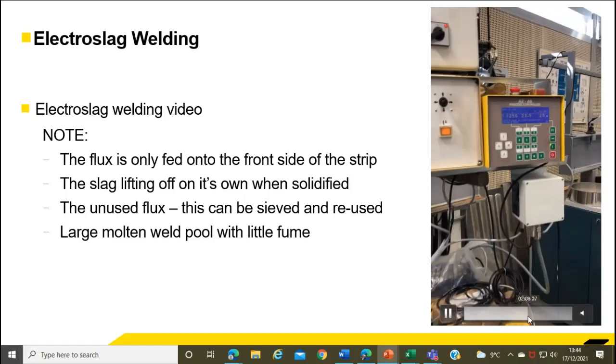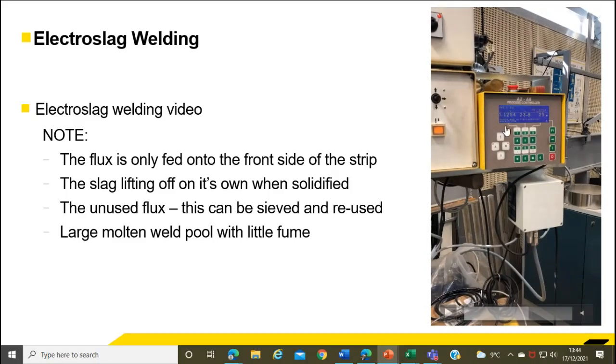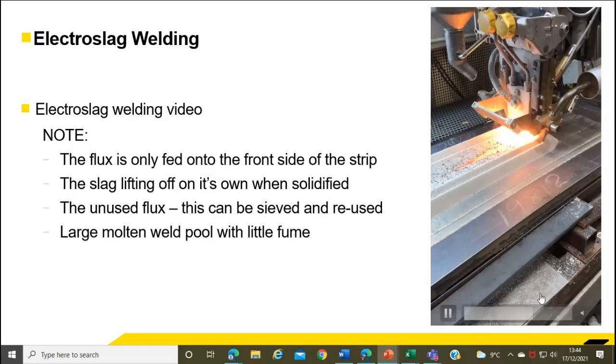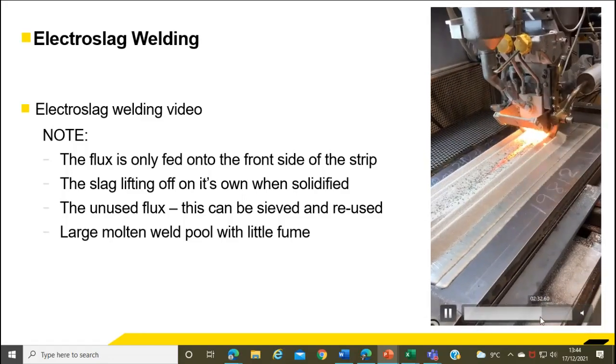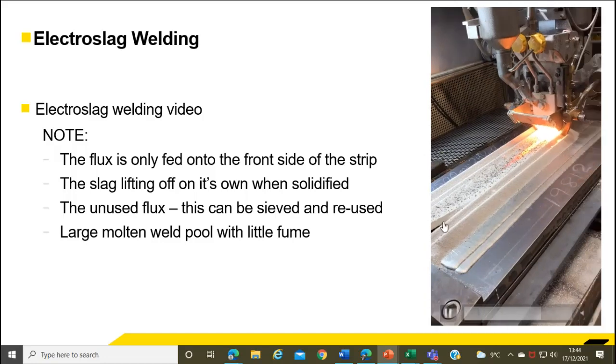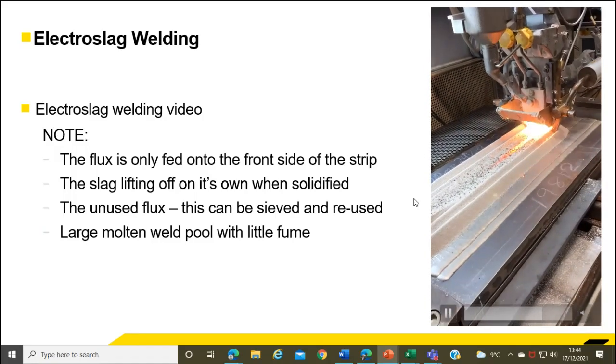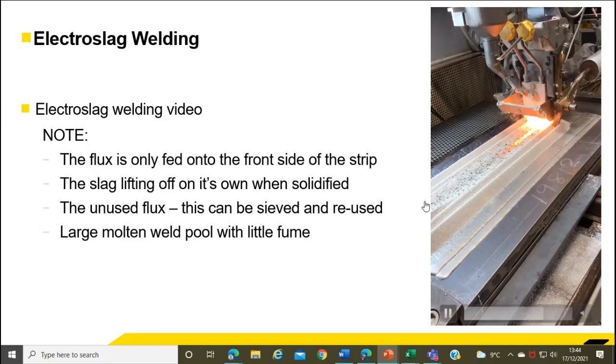There we go. You see, that's running at 25 centimeters a minute, so 250 millimeters per minute, 23.8 volts, and 1254 amps. So it's in the middle somewhere. The other thing to notice is, when we're getting towards the end, you can see the slag detaching of its own accord. As it's cooling down, it's starting to lift. That's a very, very good sign.